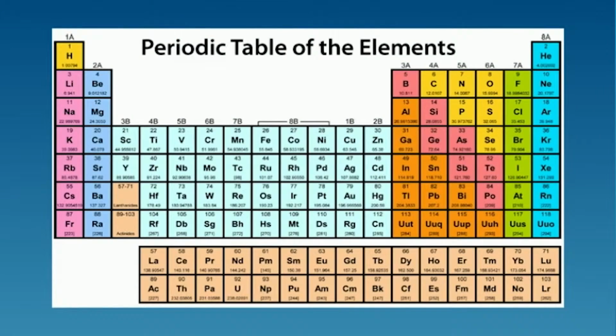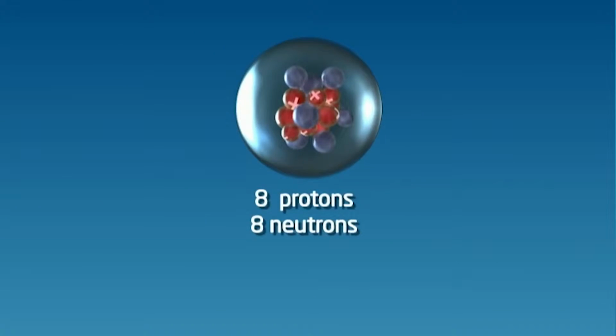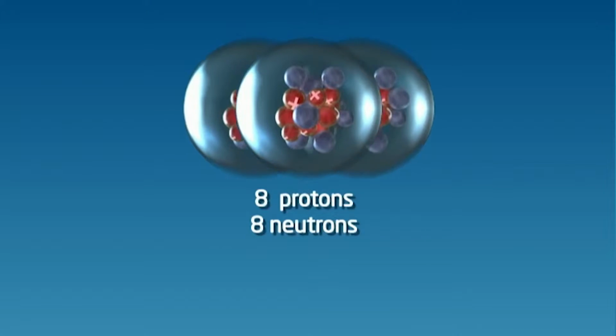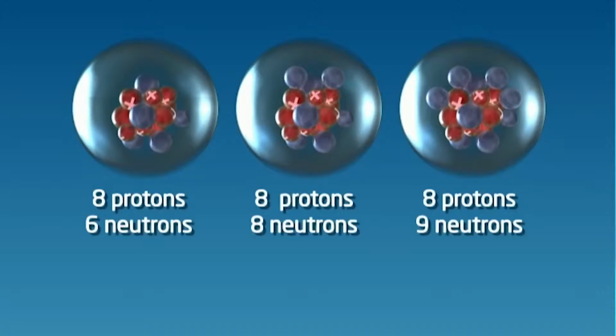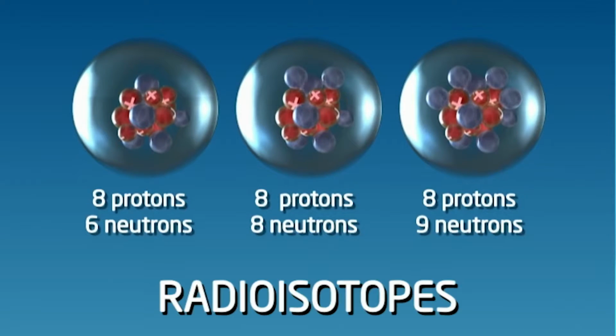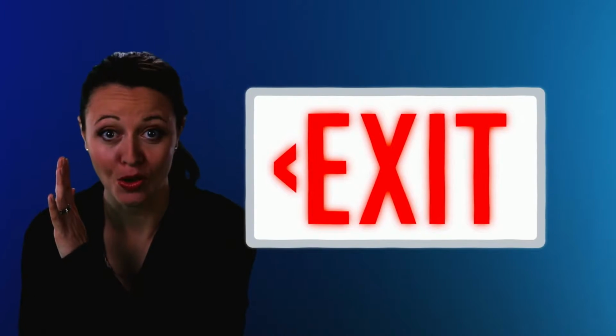Now, every element in the periodic table has a specific number of protons and neutrons, but sometimes an atom will have too many or too few neutrons. When this happens, it becomes unstable or radioactive. An unstable atom is called a radioisotope. For example, 2 extra neutrons in a hydrogen atom creates the radioisotope tritium. That's the stuff that helps make exit lights glow in the dark. Radioactive atoms want to become stable again, so they release energy until they get back to a balanced state.